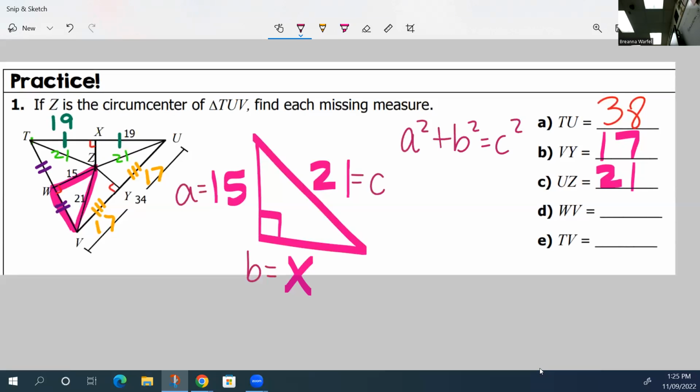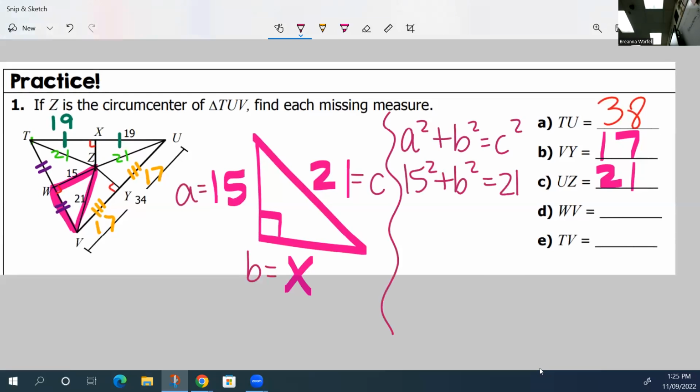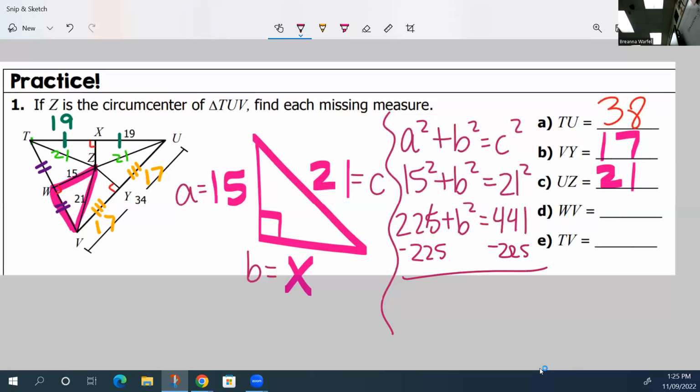So if A is 15, squared, plus B squared is equal to 21 squared, then you can square those values. 15 squared is 225, plus B squared is equal to 21 squared, which is 441. Okay, to solve for B squared, I need to take away 225 on both sides. So B squared is equal to 216. And you take the square root of that, that means B is about 14.7 units.